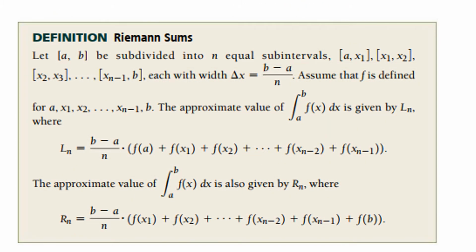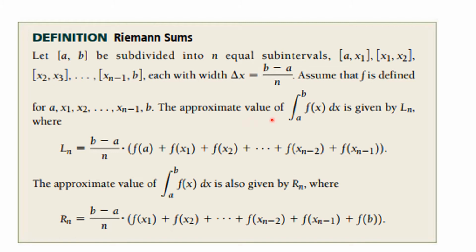So we have this definition again of Riemann sums. Let the closed interval [a, b] be subdivided into n equal subintervals: a to x1, x1 to x2, x2 to x3, all the way down to x(n-1) to b. And each has a common width, the total length b minus a, divided by how many subintervals, n. And we assume that f is defined for all of those points.